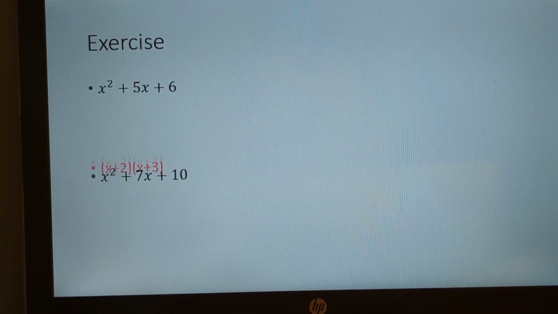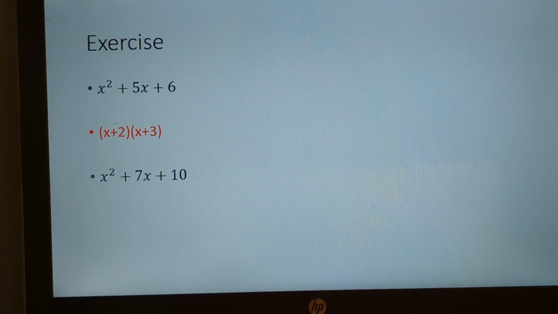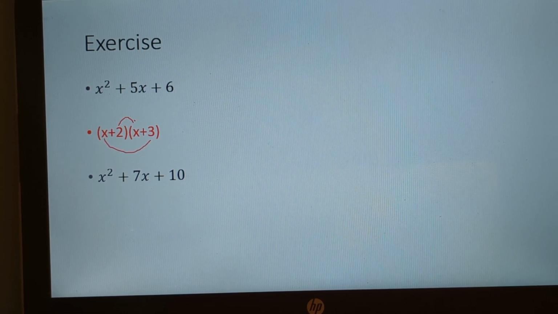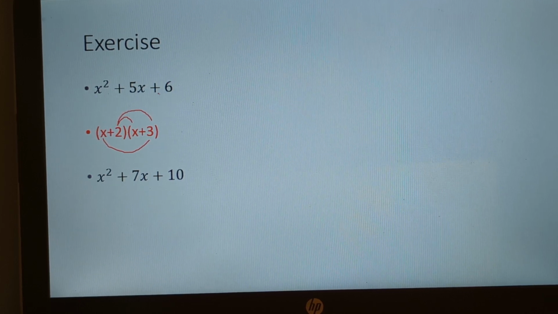Okay, so the solution you should have got for the first one is x plus 2 and x plus 3. This is because if you do the 2 times the x and the 3 times the x and you add those together, that gets you the 5x. And then if you do the 2 times the 3, that gets you the 6 on the end.